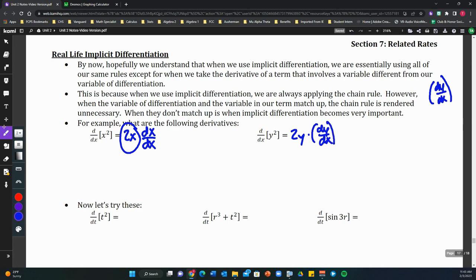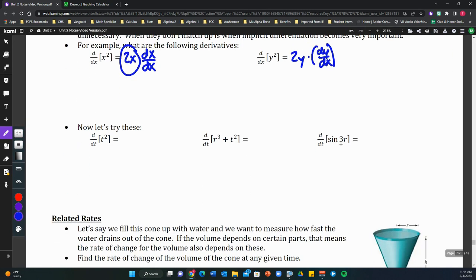So that is true no matter what the variable of differentiation is going to be, whatever variable we're taking the derivative with respect to. It could be anything. So when the variables match up, we don't need this extra quantity. When they don't match up, then we do. So what we need to get used to is taking the derivative with respect to other variables besides just x, because x is not always the most important variable that we want to control things with.